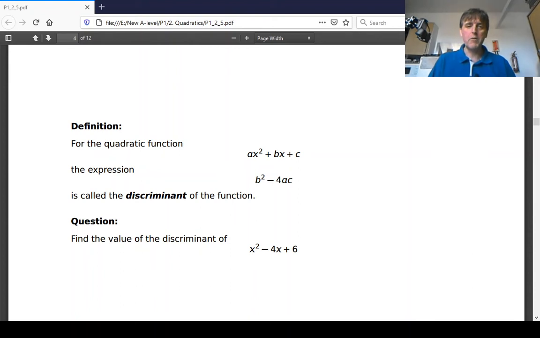So, quick fire question on the screen there. There's a quadratic expression there. What is the discriminant of that one, please?